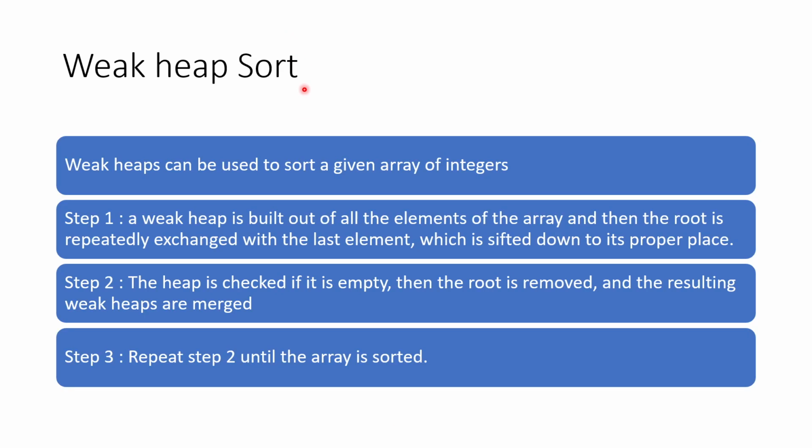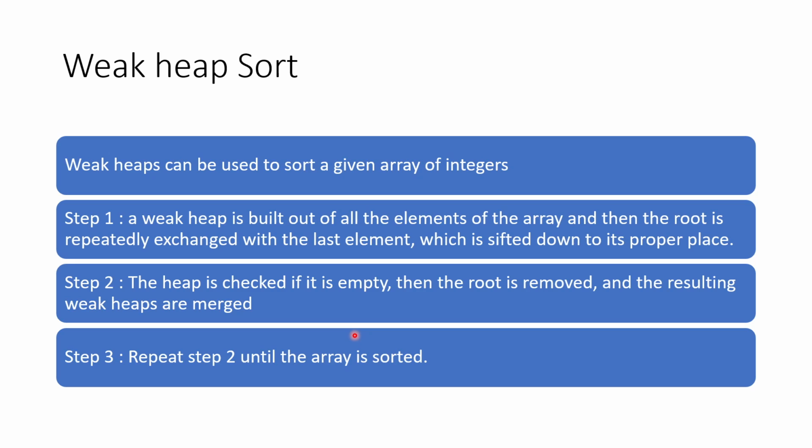So, coming to the main topic of this presentation, which is the weak heap sort. Weak heaps can be used to sort a given array of integers or numbers. The first step is to build a weak heap out of all the elements of the array. Then the root is repeatedly exchanged with the last element of the array, which is shifted down to its proper place. For step two, the heap is checked if it's empty, and then the root is removed, and the resulting two weak heaps are merged. And step two is repeated until we get the sorted array.